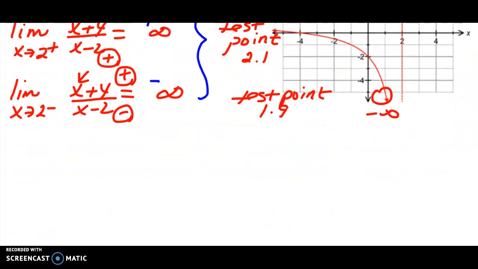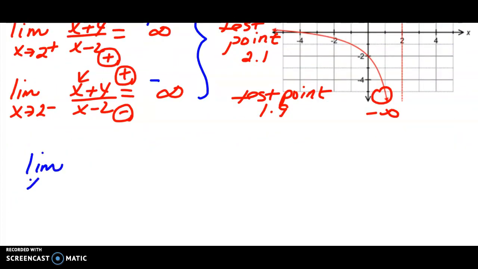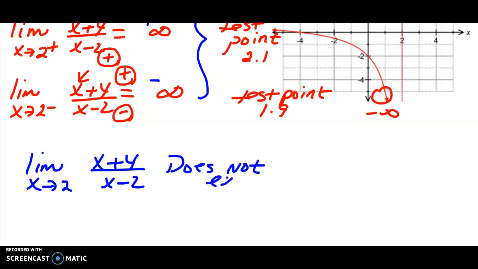So the limit as x approaches 2 of the function that was provided, because the left and the right are different, does not exist. But it's important to find the left and right-hand limits because later on we're going to do graphing and we have to know the direction of the graph at that point of 2, which is our vertical asymptote.